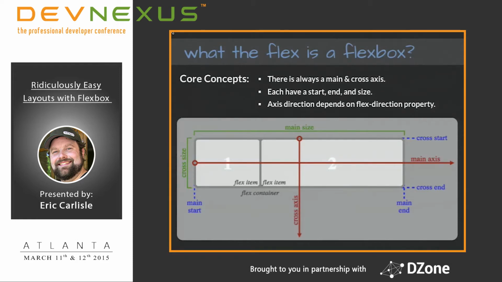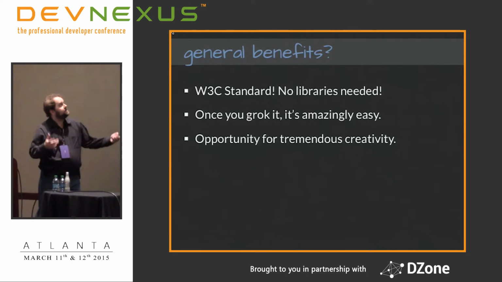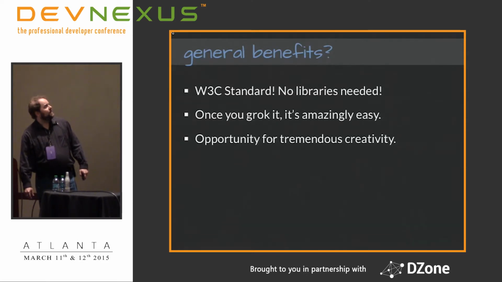So I've already talked about some of the benefits, but let me plug in my clicker. So, general benefits. It's a W3C standard. We don't need libraries. That's like 200K off of the overhead we have to push out for a site, or however much. No libraries needed. When it comes right down to it, it's actually very simple, so it's easy to pick up.